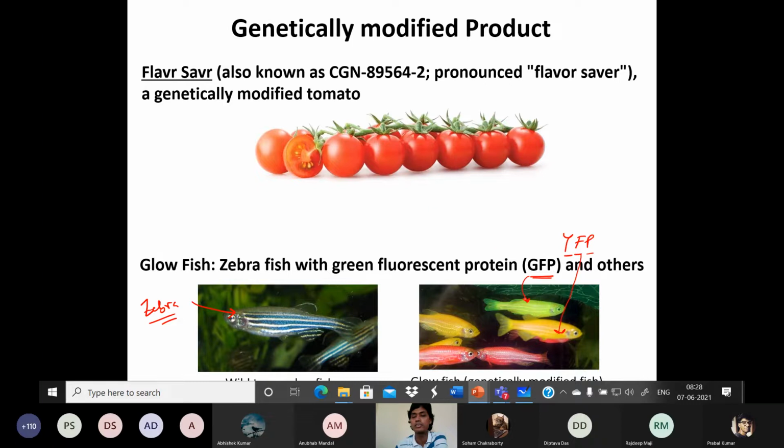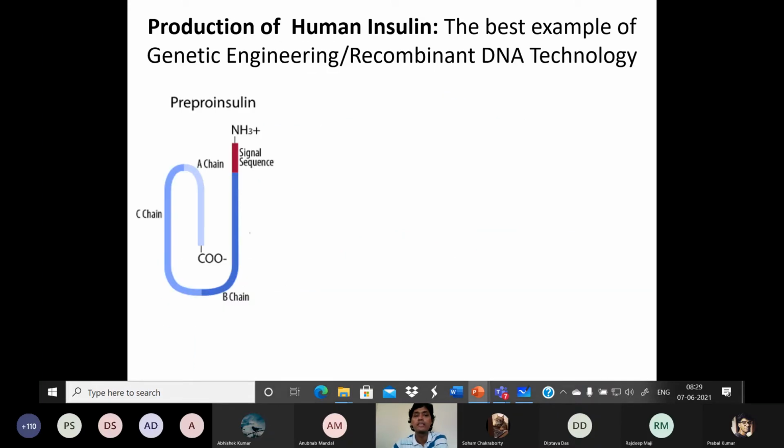This is present in this fish, and RFP, red fluorescent protein, is present in this fish. So now these fish are commercially available, and people are keeping them in aquariums also, right? But their original counterpart looks like this. This is also good looking, I would say, but you can make something like this. Those are called glowfish.